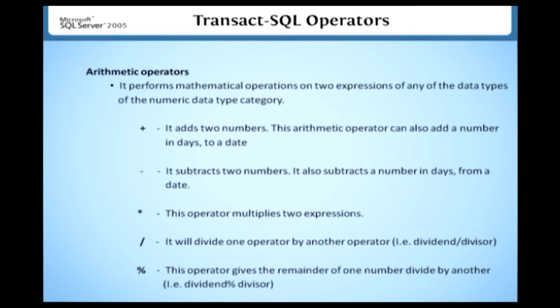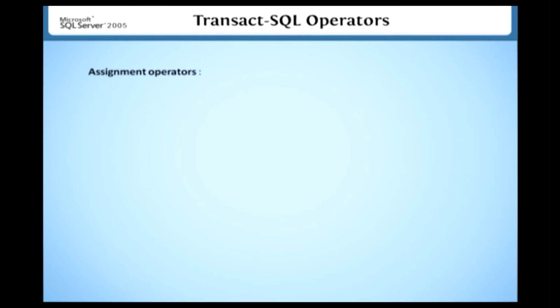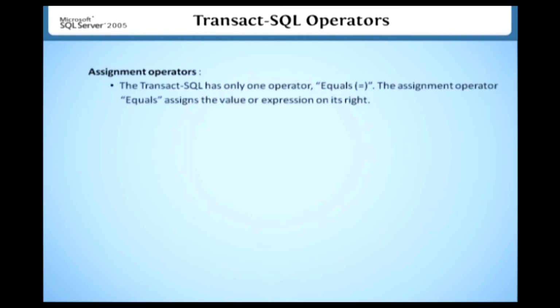Next we will move on to assignment operators. The Transact SQL has only one assignment operator, equals. The assignment operator equals assigns the value or expression on its right.